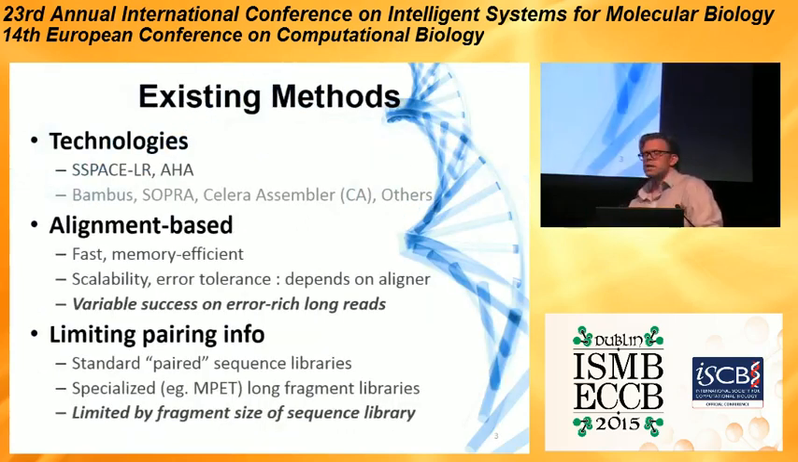So I was saying that most of them are alignment-based. The scalability and error tolerance of these scaffolders will depend mostly on the aligners that they use. So they may achieve variable success on error-rich long reads, and I'll show this during my slides. Another point to keep in mind is that when using paired end reads or MPET data for rescaffolding, you're limited to a library of a specific fragment size. If you sequence many different libraries, you may cover a really wide spectrum and be able to increase the long-range contiguity of your assembly, but you're still limited by this.